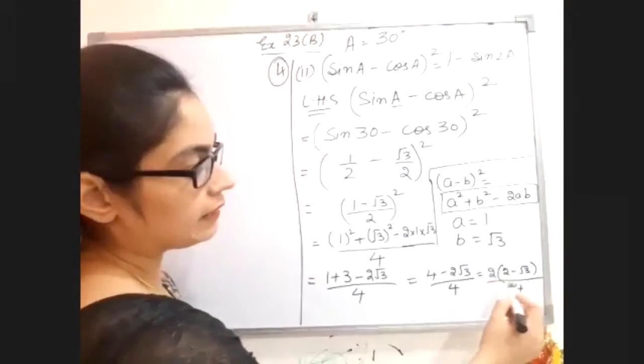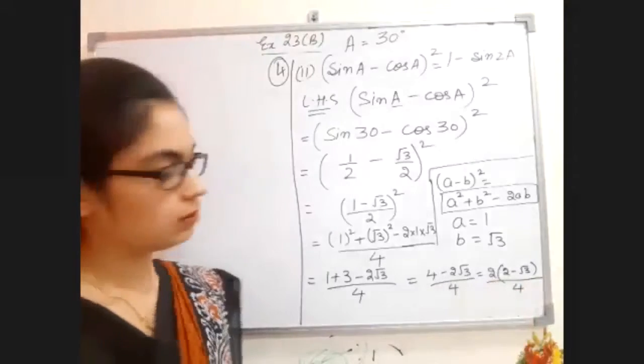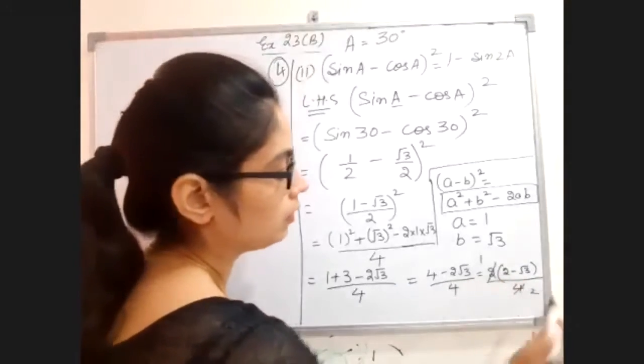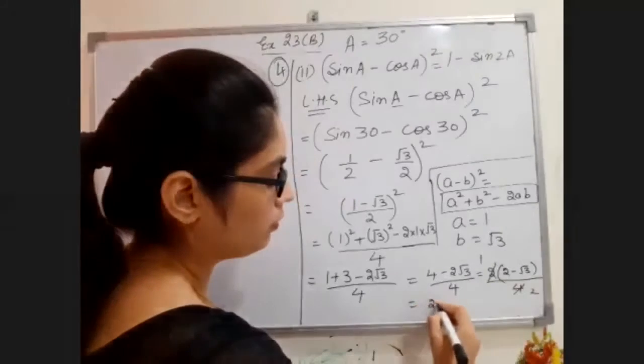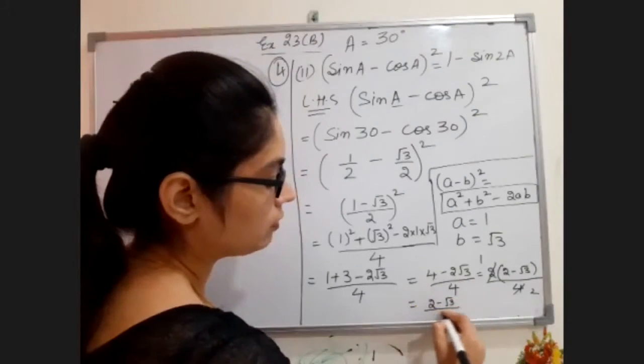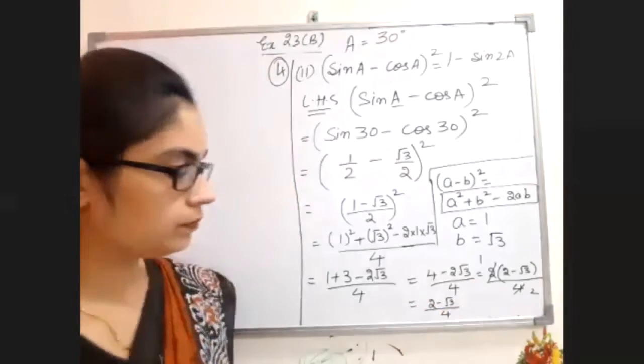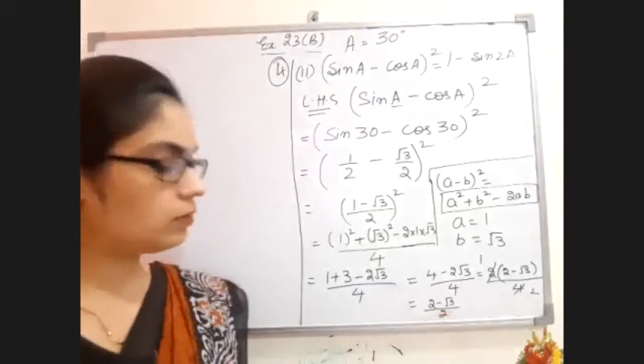Now this we can cancel. Twos are cancelled. So it will be 2 minus root 3 by 2.